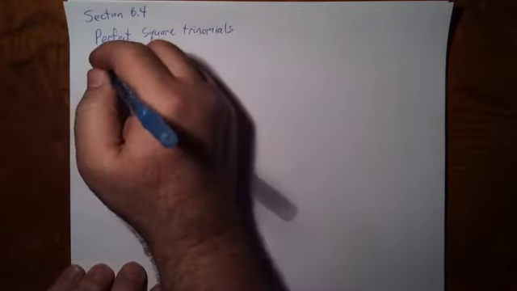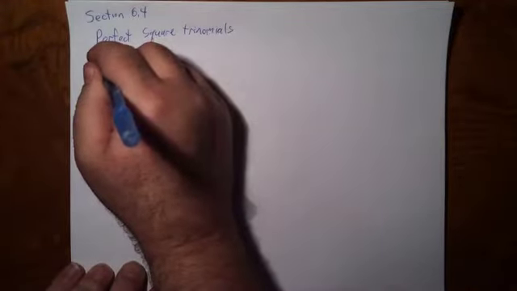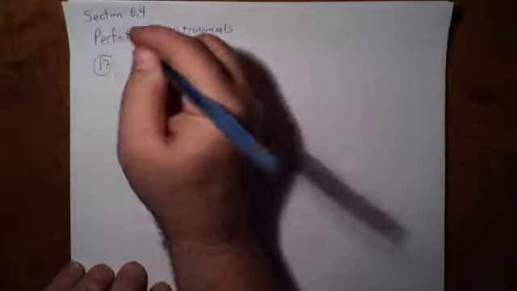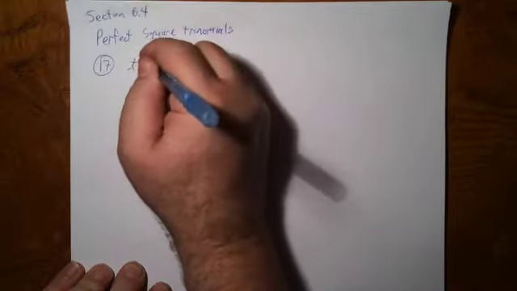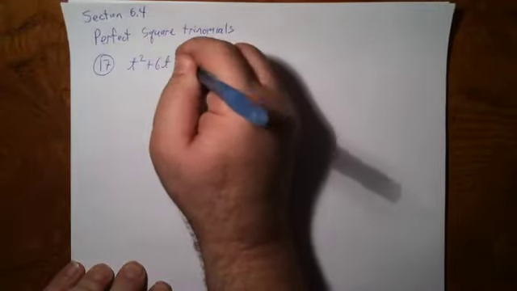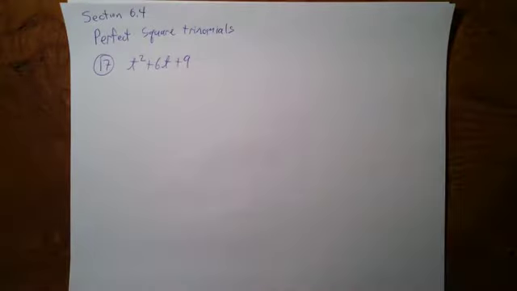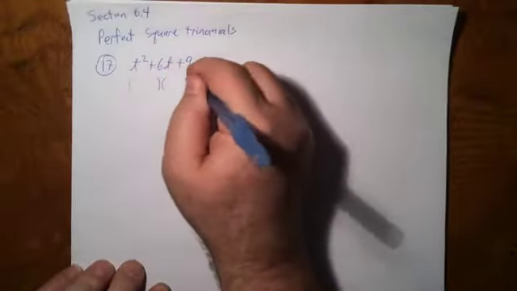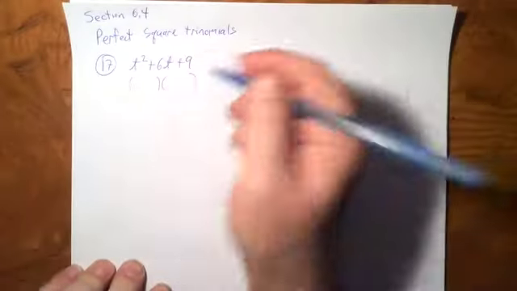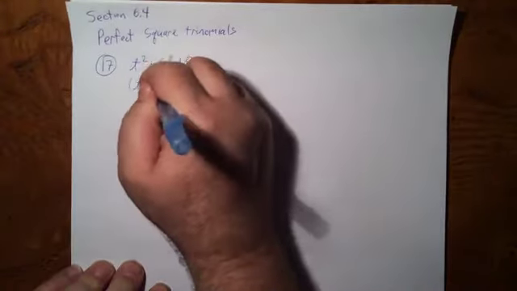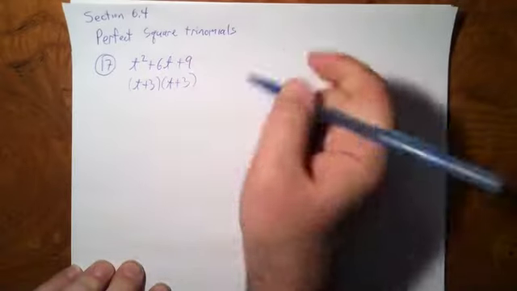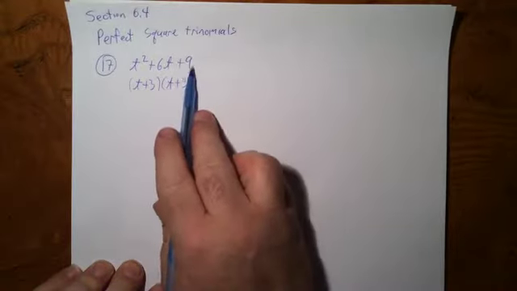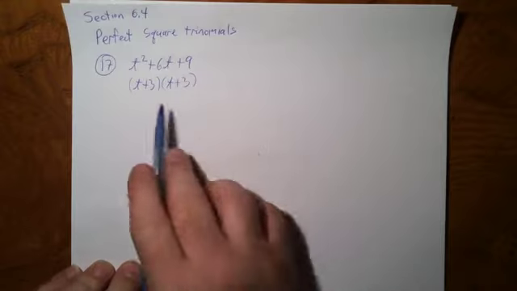So let's take a look at the first problem they give us. We're going to take a look at question 17. And that's going to be the problem t squared plus 6t plus 9. So the numbers are relatively small, pretty easy, not bad. When we factor these trinomials, the pair of factors that we're going to come up with will be t plus 3 times t plus 3, because 3 times 3 is 9, and 3 plus 3 is equal to 6.